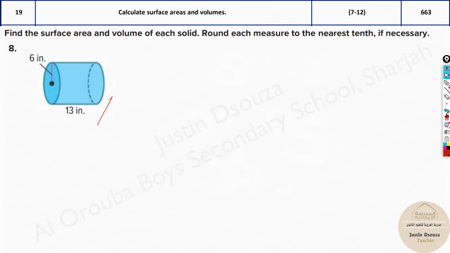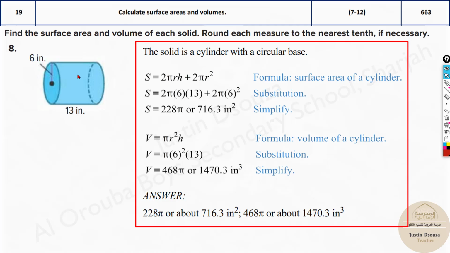Now here we have a cylinder. Now for the cylinder, it is a circular base. Remember, though it is now horizontal, don't think it's rolling. We assume this base to be circular base. Now here we know it's about pi r square. But it's not just pi r square. The surface area is given as 2 pi r h plus 2 pi r square.